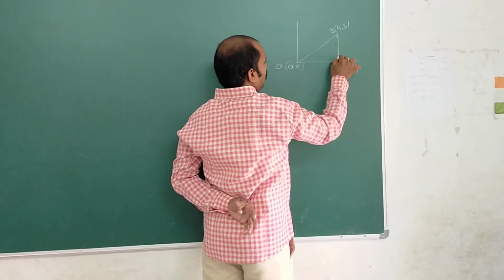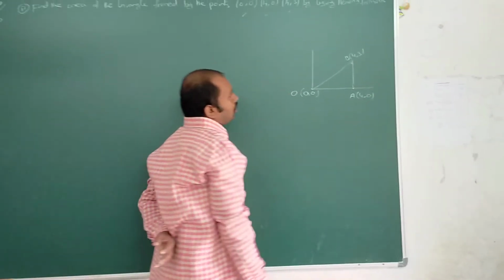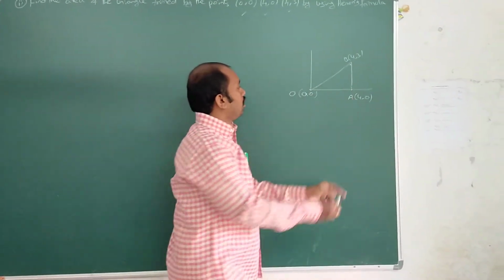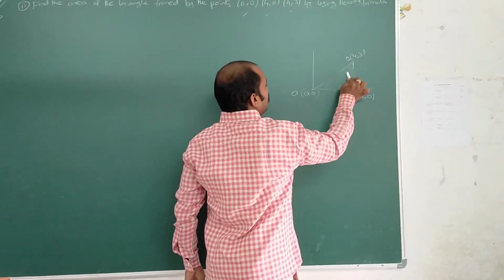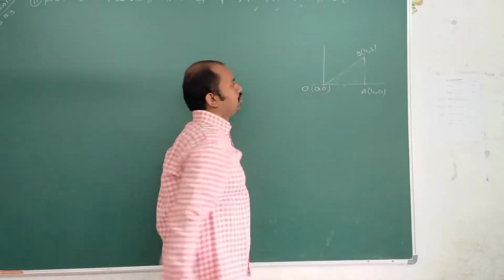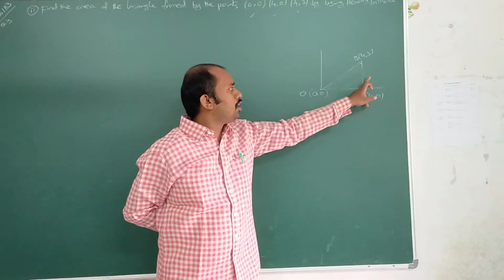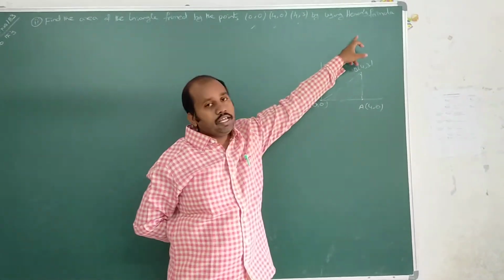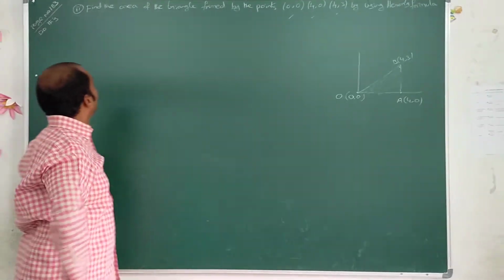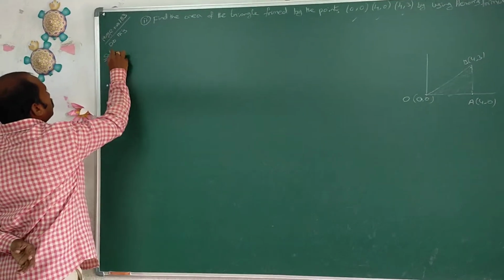This is the triangle. The triangle is OAB. Now you can find the area of the triangle by using Heron's formula. First, what is given? We write that one. Solution.